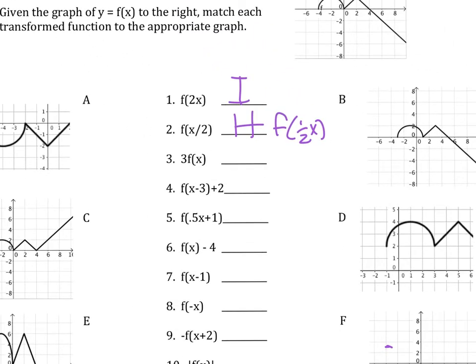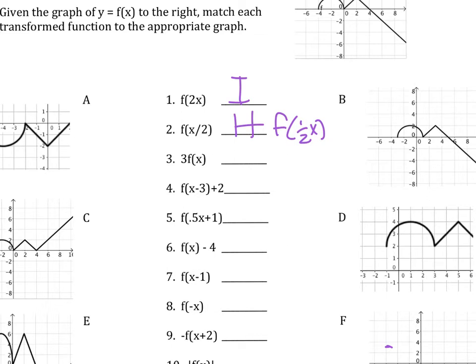Now we have a multiplier on the outside of f of x. So we've got 3 f of x. Since that's taking the result of the function, what comes out of the function is a y-coordinate. We're taking the y-coordinates and we're multiplying them by 3, so we should get something that's been expanded vertically by a factor of 3.